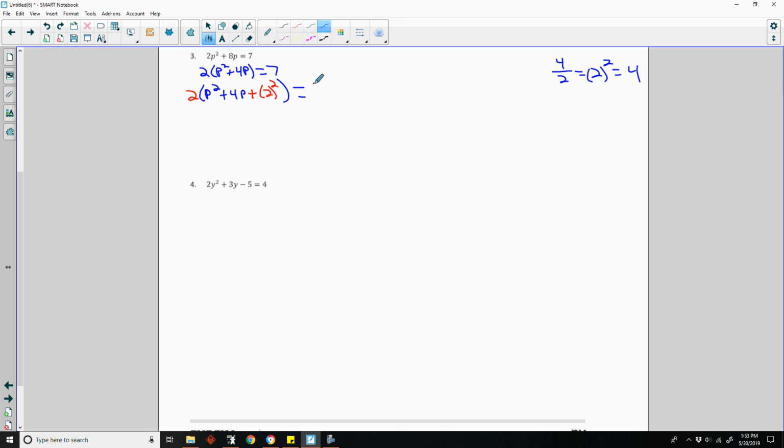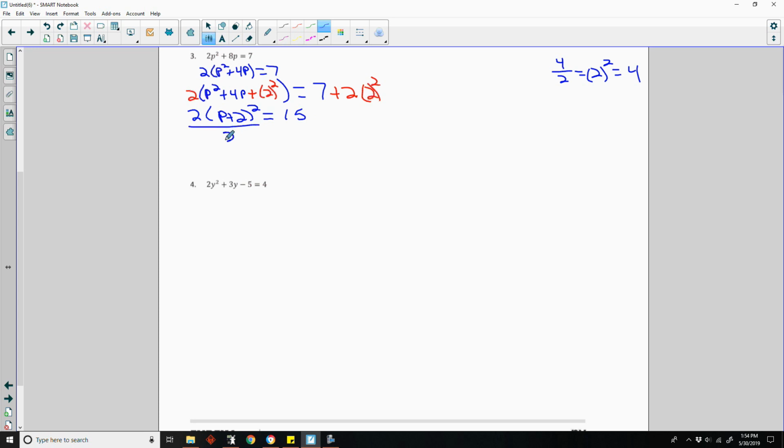And then on the other side I have a 7, and since I added 2 times 2 squared, I have to add 2 times 2 squared on this side. Let's do it that way. So this and this are added to both sides. Okay. All right, so let's finish this. This is going to be 2, and this is going to be p plus 2 quantity squared equals 2 squared is 4 times 2 is 8. 7 plus 8 is 15. So I have 2 times p plus 2 squared equals 15.